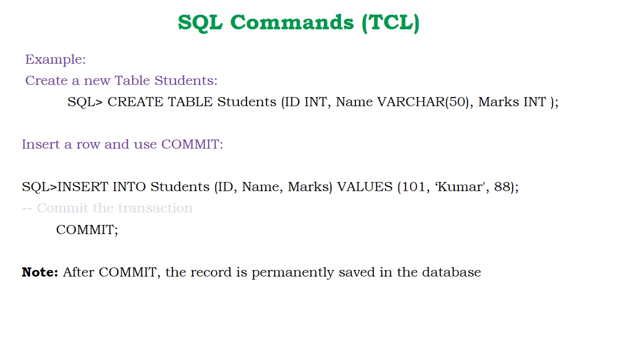Then the next step, we are going to insert a row using the insert command. Insert into student, within the parentheses all the column names. You have to mention ID, name, marks, followed by values. Then you have to mention the list of values. For example, 101, Kumar and 88. In that case, the record is stored in the table temporarily. If you want to store it permanently, then we have to mention commit. So after commit, the record is permanently saved in the database.